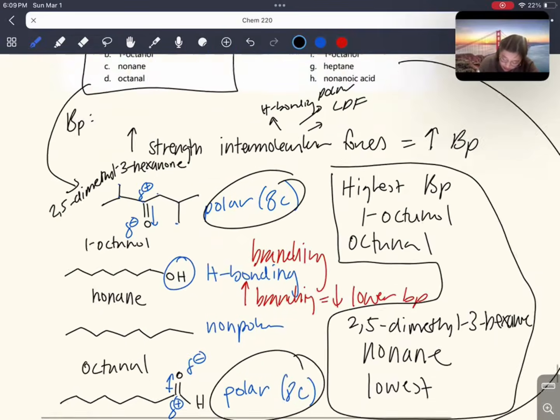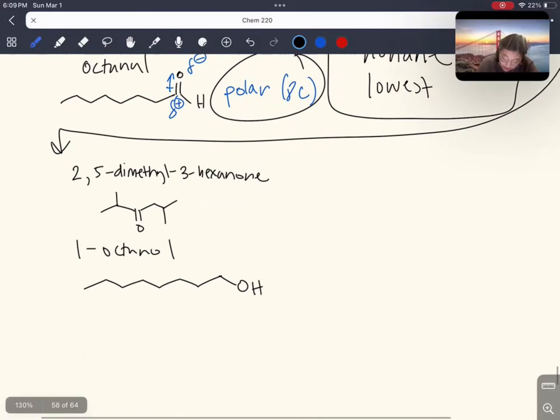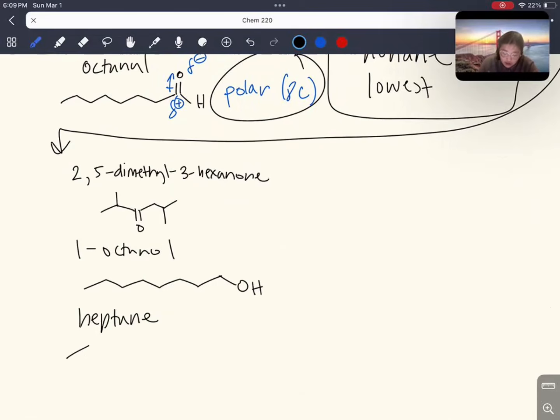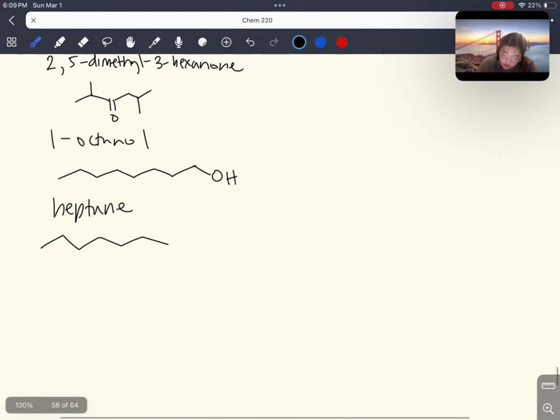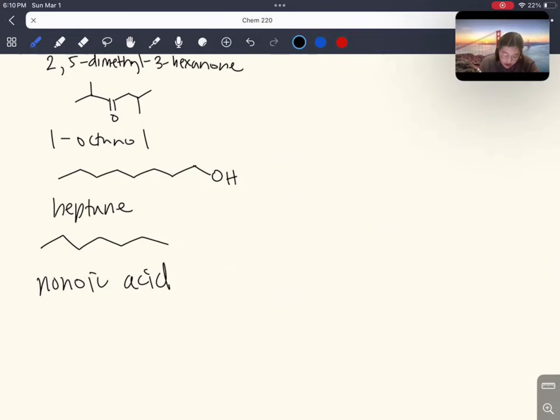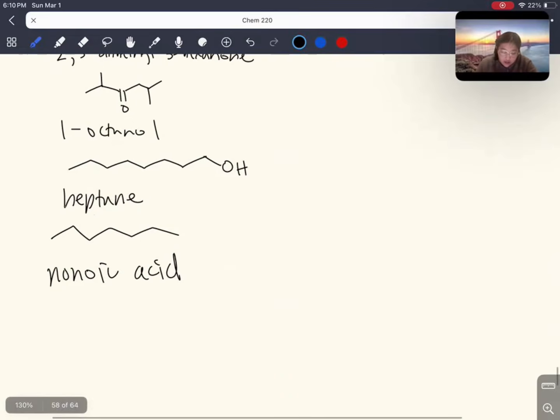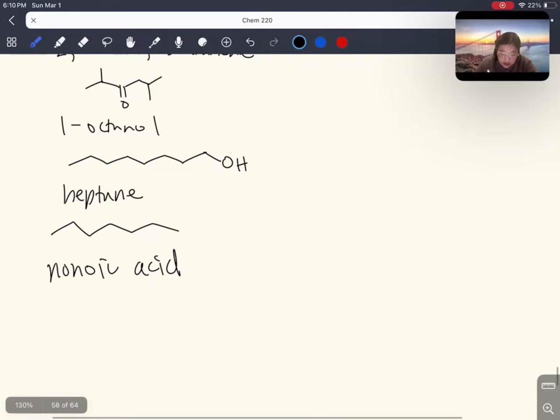Then you have heptane, which is an alkane of 7 carbons. So 1, 2, 3, 4, 5, 6, 7. And then you have nonanoic acid. Nonanoic acid would look like 9 carbons with a carboxylic acid attached to the end. So 1, 2, 3, 4, 5, 6, 7, 8, 9, and you have a carboxylic acid attached to the end.